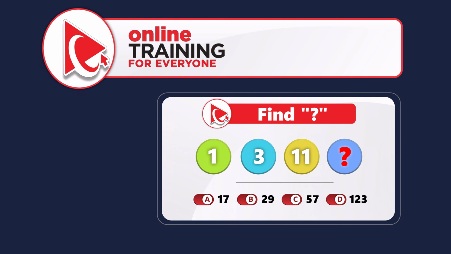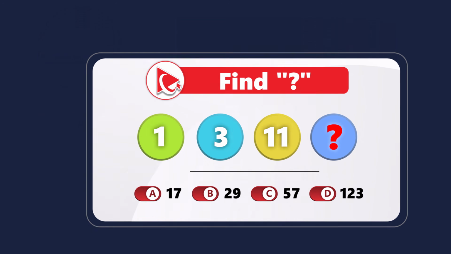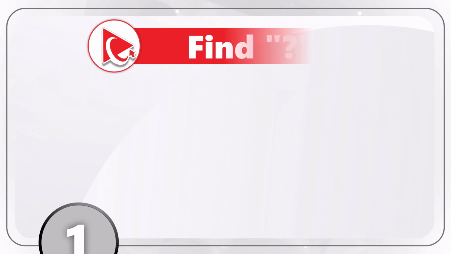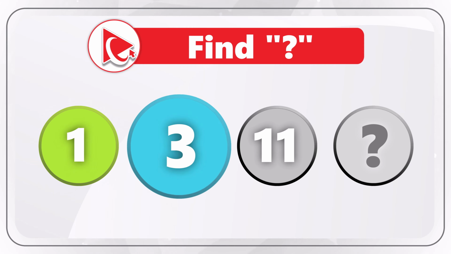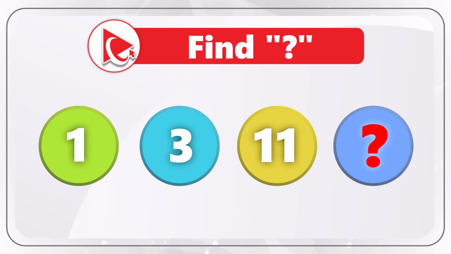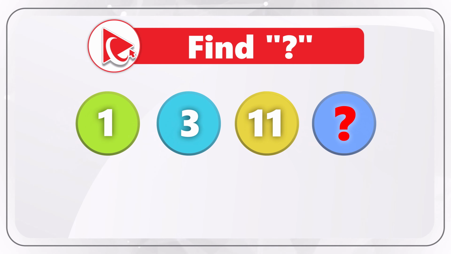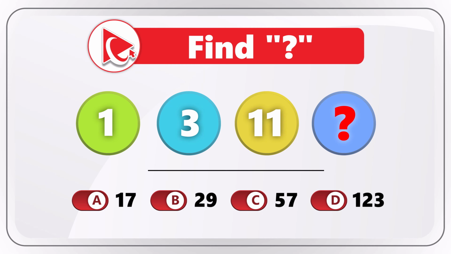Here's the question where you might struggle to get to the correct answer, but I have full confidence that you'll be able to solve this challenge. You're presented with a sequence of numbers. The numbers are 1, 3, 11, and then comes the missing number. You need to determine the missing number and rationalize your solution by selecting one of 4 possible choices. Choice A, 17. Choice B, 29. Choice C, 57. And last but not least, choice D, 123.